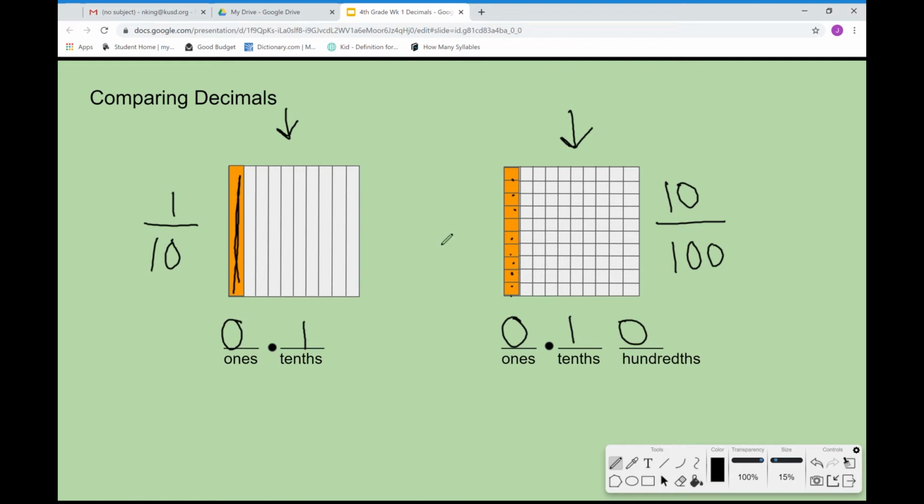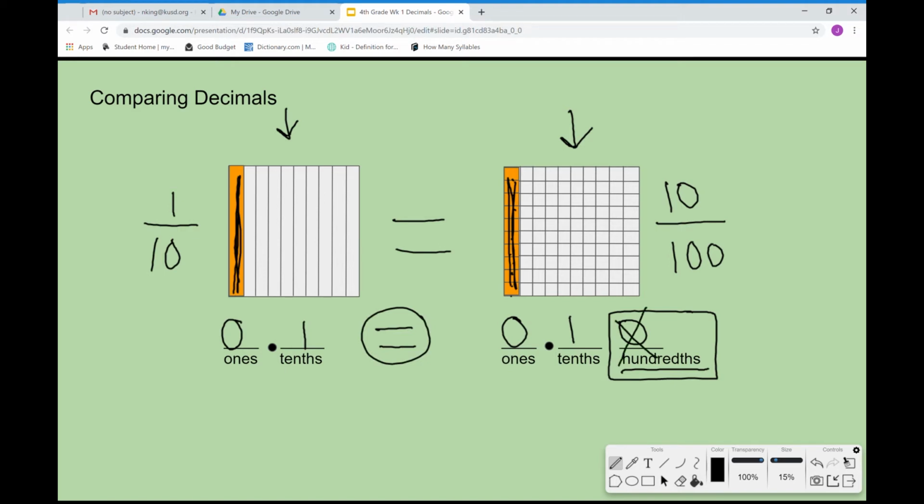We have this first block that has 1/10 colored in, and the second block that has 10 hundredths colored in. Do you notice anything? Yes, they are equal. 1/10 is equal to 10 hundredths. The 0 that is added onto the second decimal just means that it came from a 100 block. But since 10 hundredths is the same as 1/10, the last 0 isn't needed. It is just like reducing a fraction.